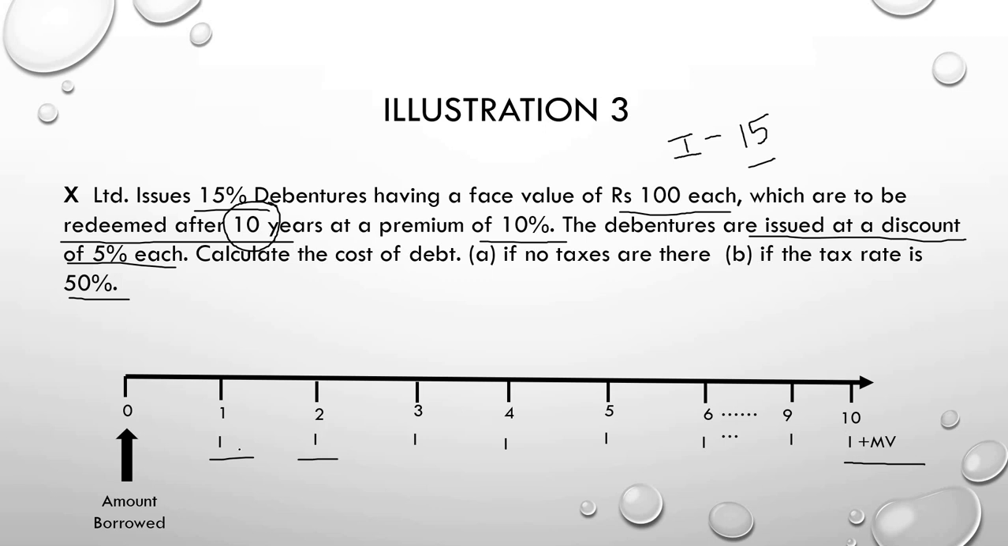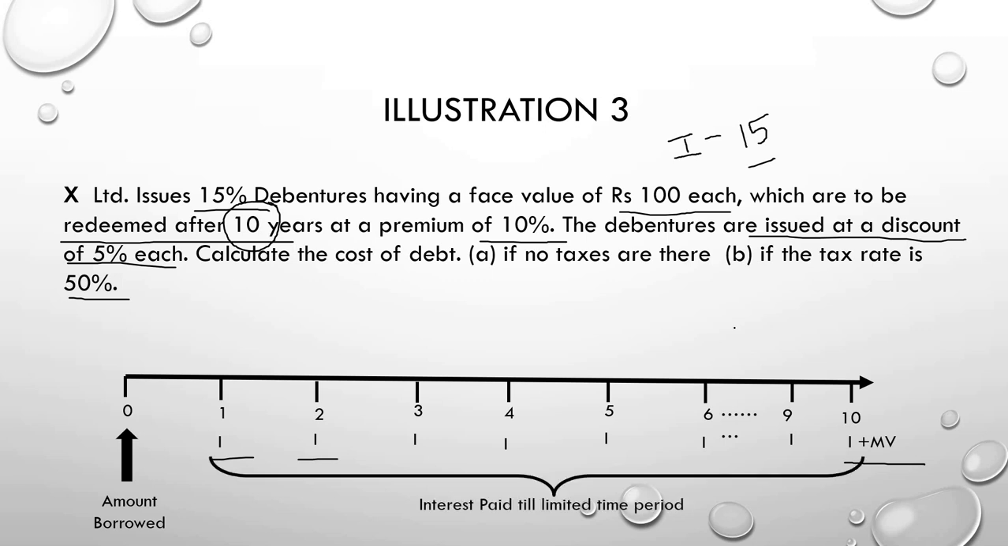Now if you see, the cash flow is regular. After every equal interval of time, the company is giving the interest, and the time period is also known: the company is paying the interest till 10 years. So this question forms part of an annuity, because the interest is paid for a limited period of time, and the distance between two interest payments is equal. It's a regular interval of time. So this is forming a part of annuity.